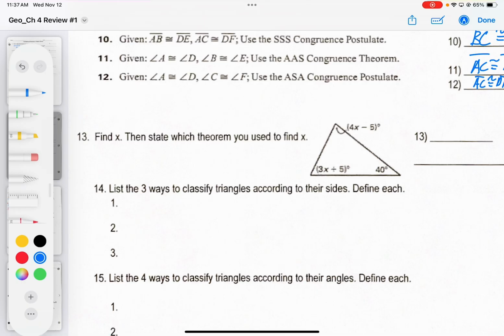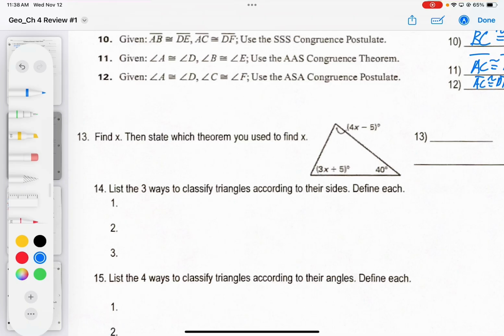All right, find x, and state which theorem you use to find x. This one's pretty simple. Carter, tell us about it. Number 13. I basically just add them all up and set it equal to 180 and then solve for x. Good. So 4x minus 5 plus 3x plus 5 plus 40 equals 180. Carter combined like terms, solved for x, and got x equals 20.